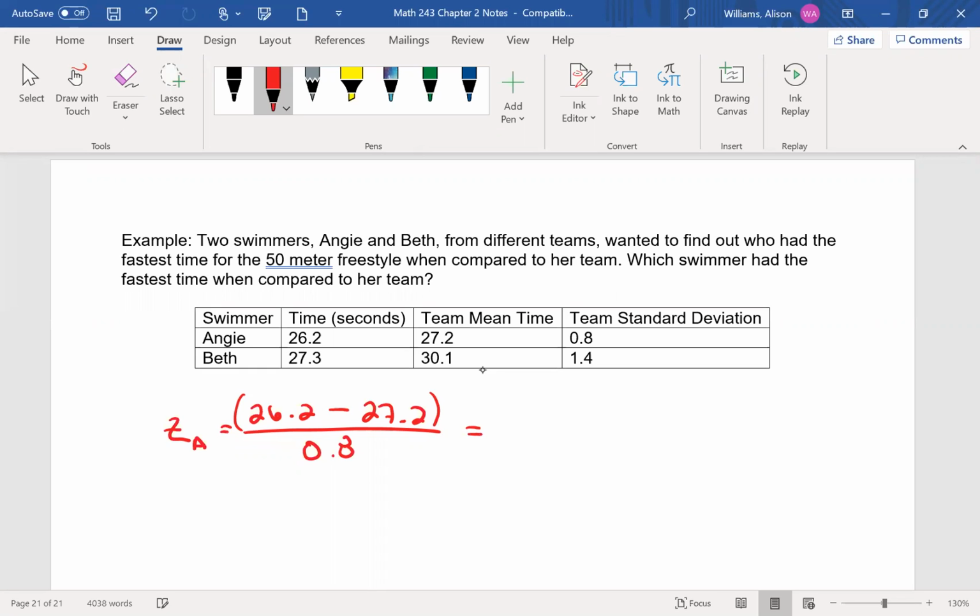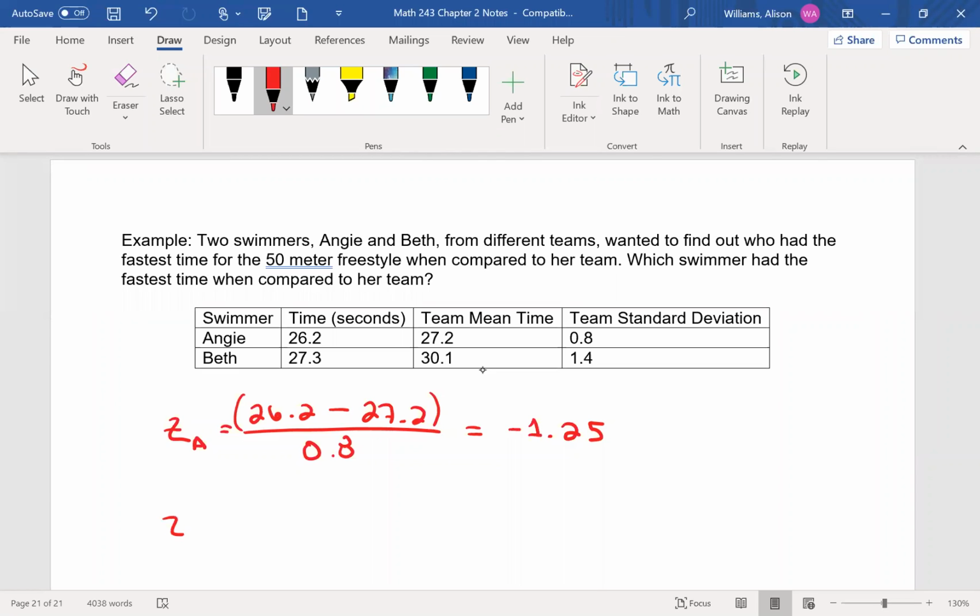So when you plug this into the calculator, you should get negative 1.25. So she is a little over 1 standard deviation below the mean. She's actually performing below the mean, which makes sense. Her time is less than the mean time. Now, in terms of freestyle swimming, low time is good. So when she's performing below the mean, that's actually a good thing. That means she's going faster than the rest of her team. So in this case, when we're saying below, that's not a negative context. It just means that compared to everybody else, she is lower than the mean.